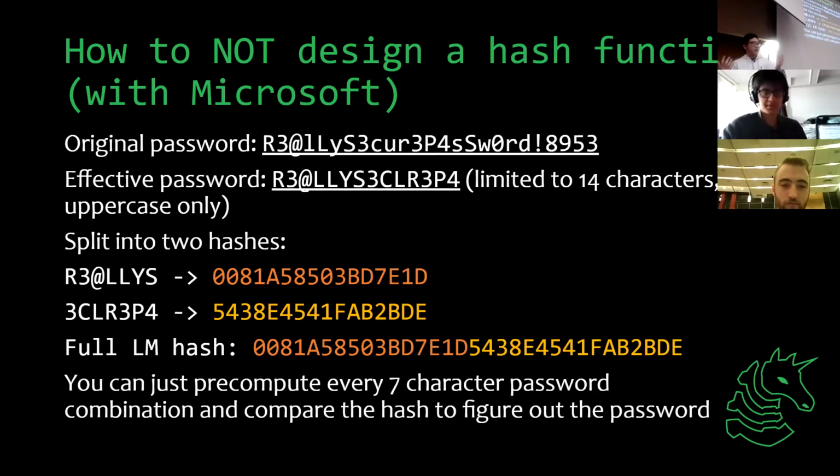So what ends up happening is you can just pre-compute every 7-character password of uppercase letters, numbers and symbols, and you can just compare the hash to figure out the password. So this is the LM hash, which is really, really bad, and that's why we don't use it anymore.